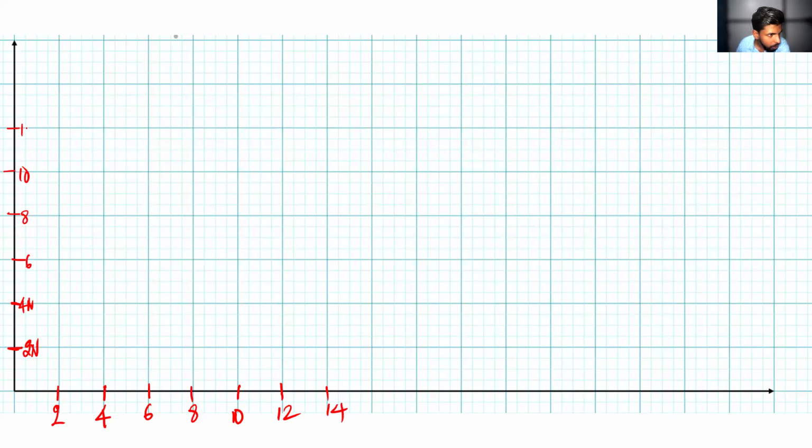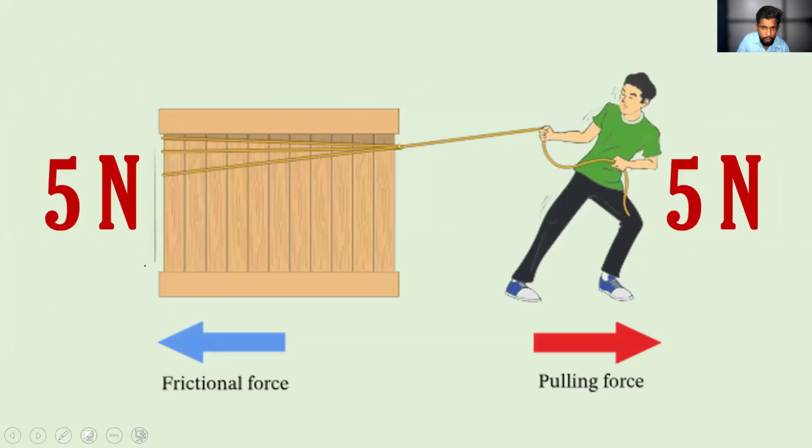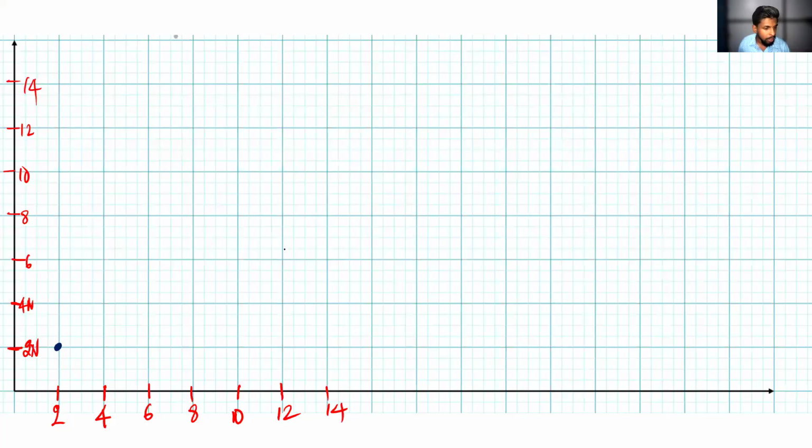Now I'm going to draw the graph, right? We'll mark the graph. When I'm applying 2 Newton, the frictional force is also 2 Newton. Earlier, you may remember that, right? Here, when I'm applying 2 Newton, frictional force was 2. When I'm applying 5 Newton, frictional force was 5. When I'm applying 6 Newton, frictional force is also 6. Okay. Same like that, I'm going to draw the graph, right?